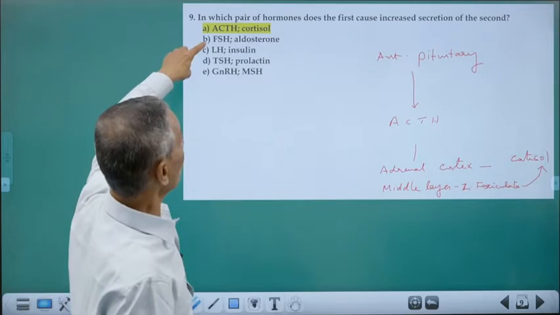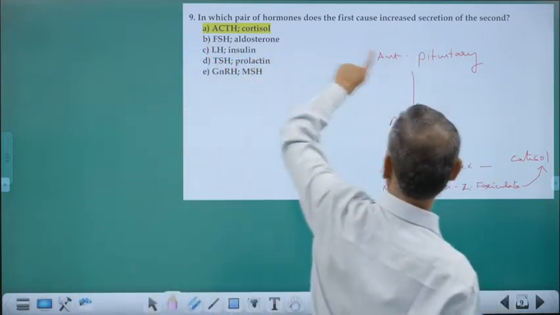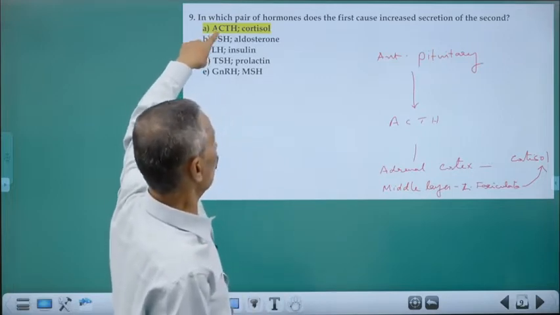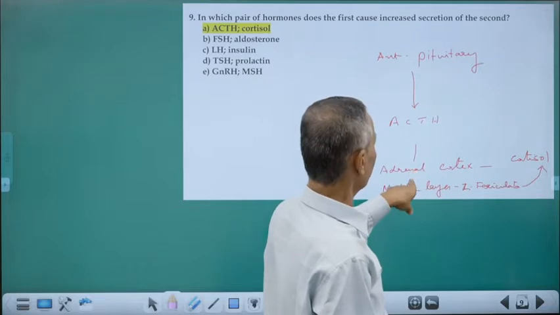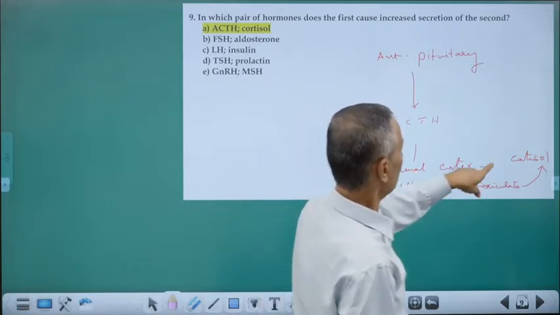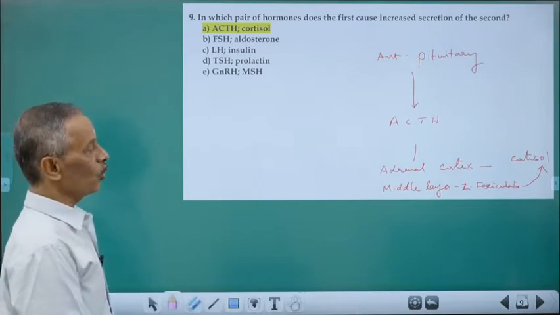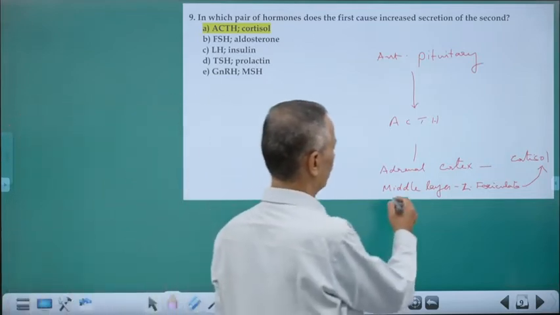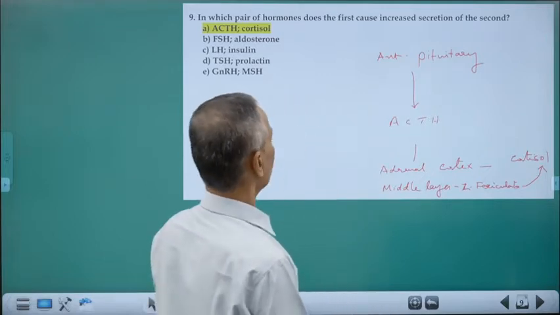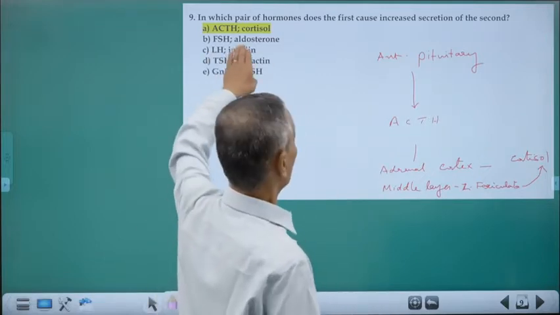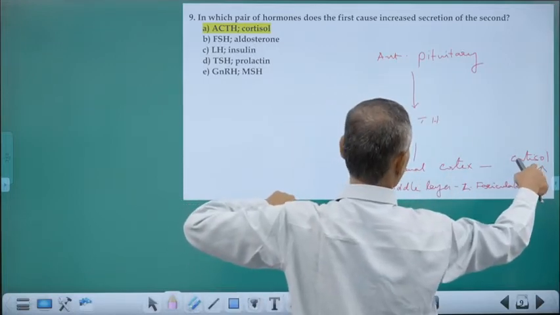In which pair of hormones does the first cause increased secretion of the second one? ACTH is a hormone produced by the anterior pituitary that acts on the adrenal cortex. That adrenal cortex will be producing a large amount of cortisol. Cortisol is a steroid hormone secreted by the middle layer, that is the zona fasciculata, of the adrenal cortex. So ACTH increases the production of the second one, correct.